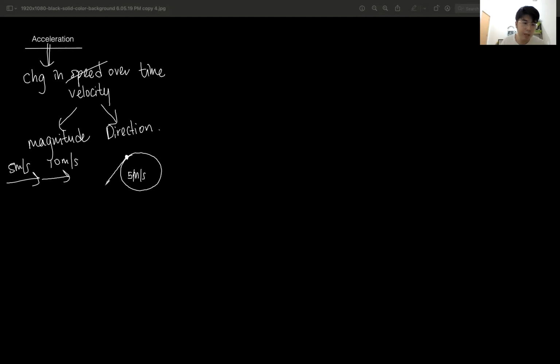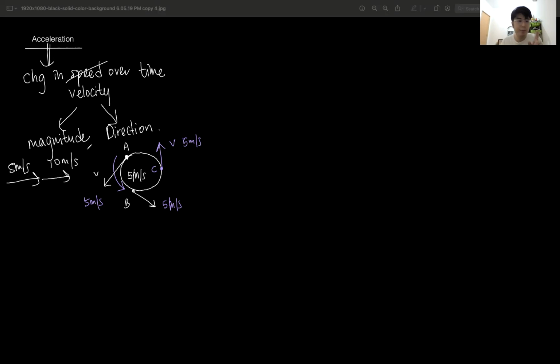Because your velocity is changing when you are moving in a circle. When you're at this point, your velocity is facing this direction. And when you come here, now your velocity is facing this direction. Imagine you're moving anti-clockwise, from here to here, A to B. And when you come to C, your velocity is facing this direction. The magnitude can be the same, 5 meters per second, but the direction is different. So when there is a difference in direction, this is also called acceleration.